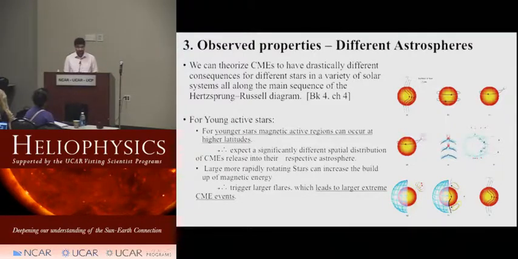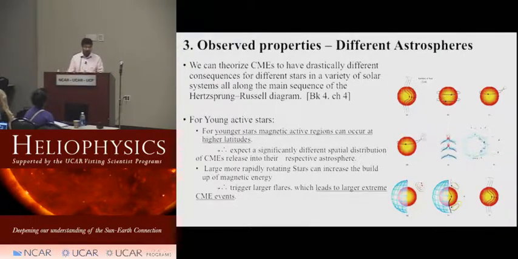at different stars, because many of these stars can be at different places on the main sequence of the Hertzsprung-Russell diagram. And so, as an example for young active stars, younger stars can have active regions that occur at higher latitudes. And if that's true, then we can expect a significantly different distribution of CMEs in their atmosphere. So you're likely to have CMEs that occur at higher latitudes or at the poles, which would be intriguing.